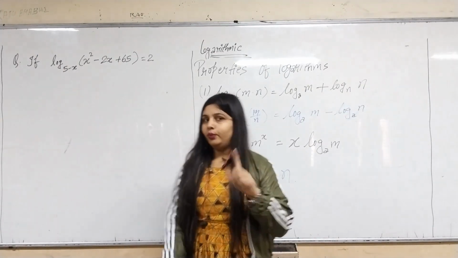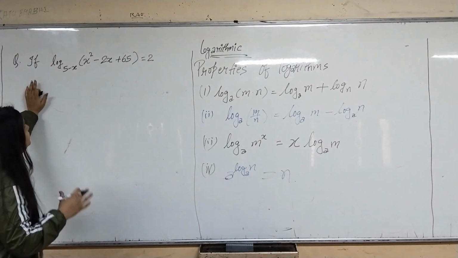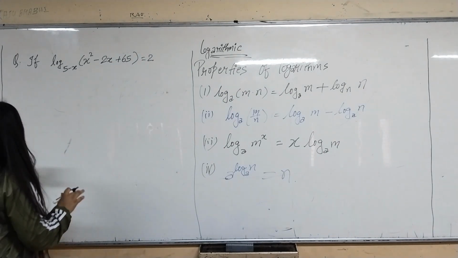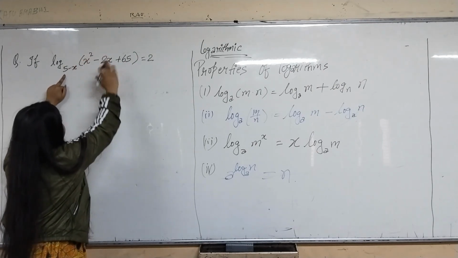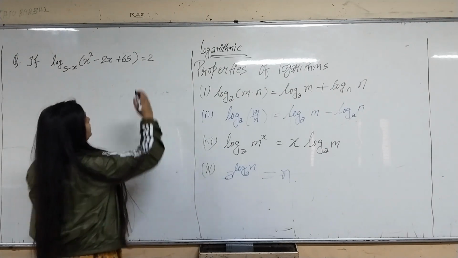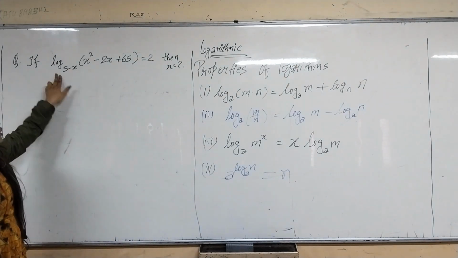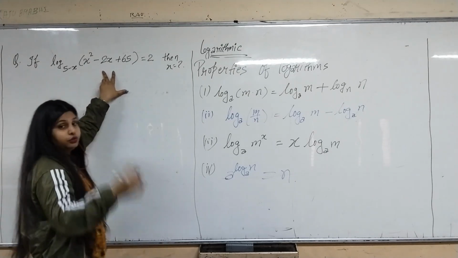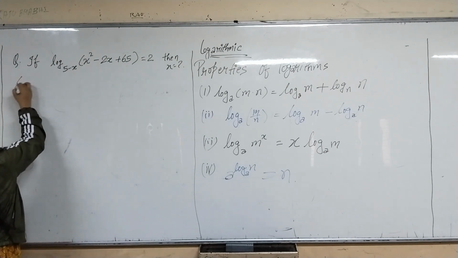Okay. Let's have one question for the log. So we can recall whether the concept that was explained right now is clear to you or not. If log of x square minus 2x plus 65 with base 5 minus x equals 2, then x equals what? Let's start to solve.